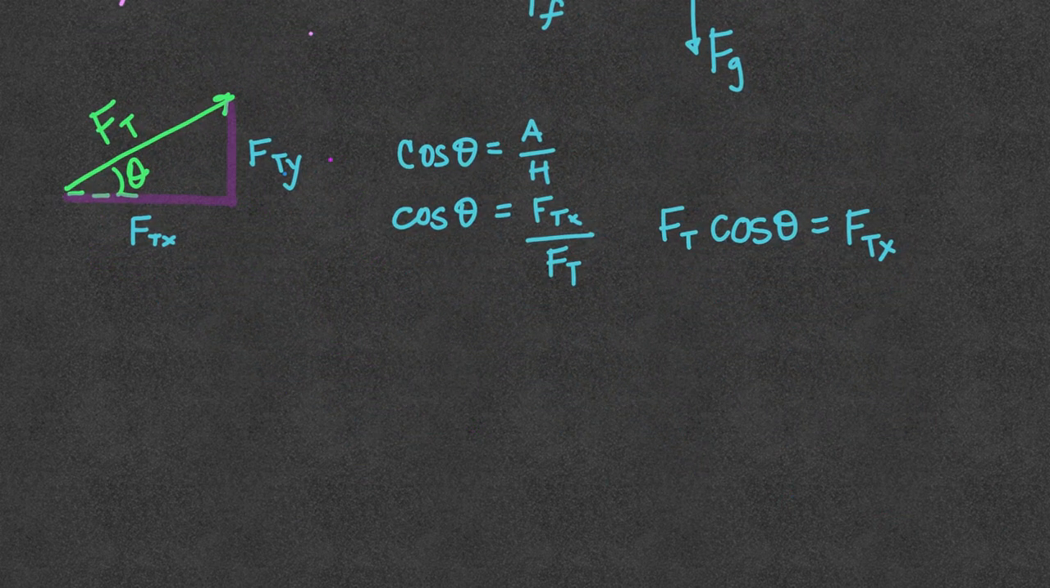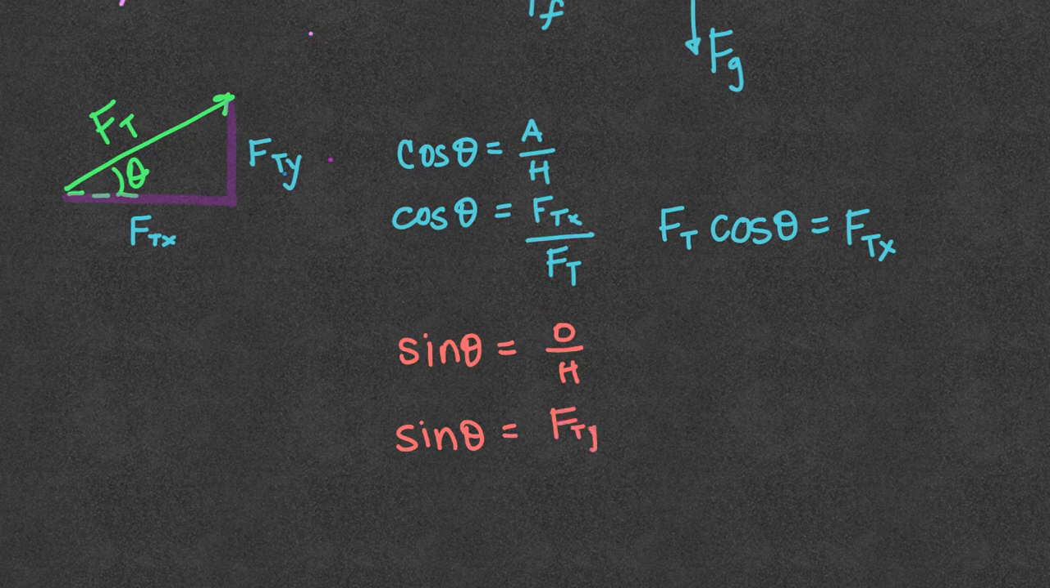I can do the same sort of thing in the y direction. Let's look at that one. In the y direction, the y is opposite of the angle, so that would be sine, and the sine is opposite over hypotenuse. In this case, the opposite side is the force tension in the y direction over the hypotenuse, which is the full tension force. Again, multiplying by Ft on both sides gives us that Ft times the sine of theta will be equal to the y component of the tension.